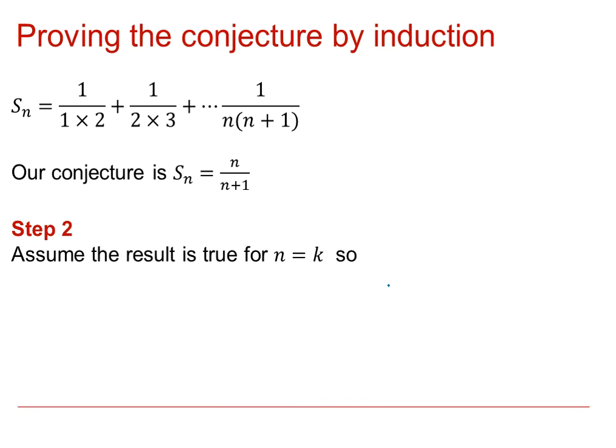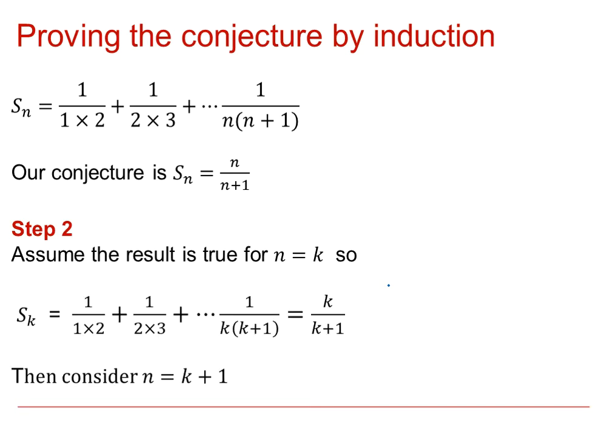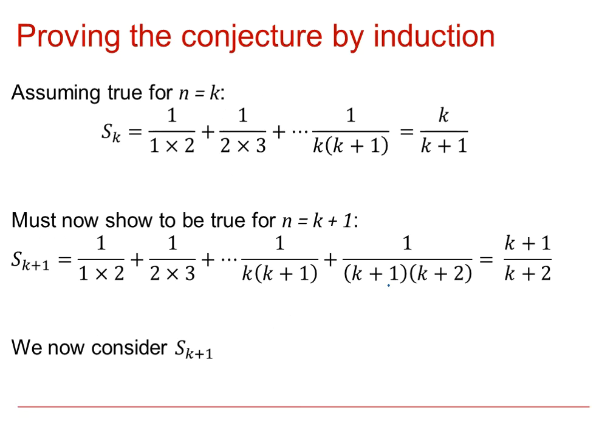Step 2. We now assume that the result is true for n equals k. So we're going to assume that Sk, which is the sum of the first k terms, will be k over k plus 1. So that is assumed to be true. We then consider n equals k plus 1, the next term in the pattern. So we have our assumption step, which is Sk equals k over k plus 1. And we now need to show that Sk plus 1 is k plus 1 over k plus 2. So assuming it's true for Sk, it is also true for Sk plus 1.